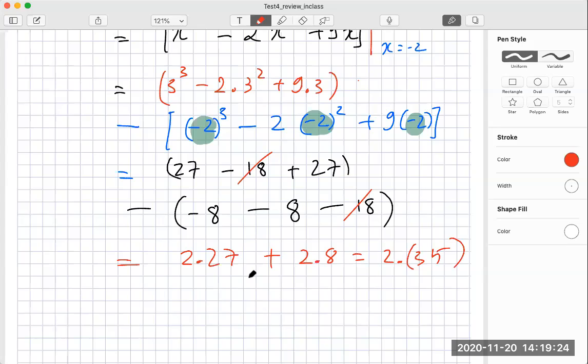Okay, 70. Double check if there's any mistake here. I do. Is it clear? So very good.